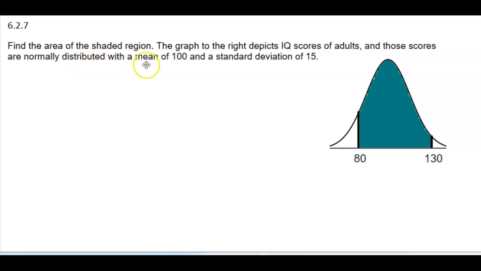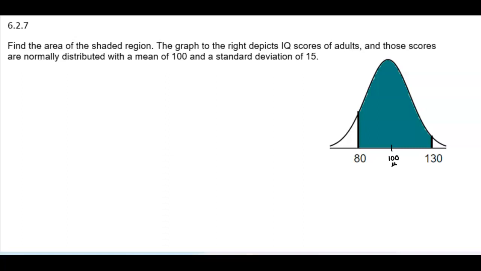Find the area of the shaded region. The graph to the right depicts IQ scores of adults, and those scores are normally distributed with a mean of 100 and a standard deviation of 15. So let's go ahead and locate where the mean is. So there is the mean, and that represents mu.